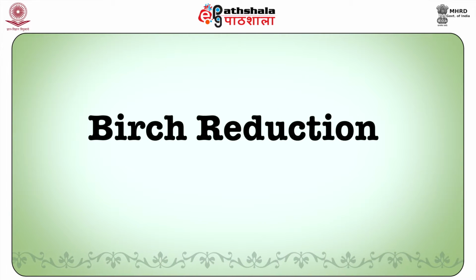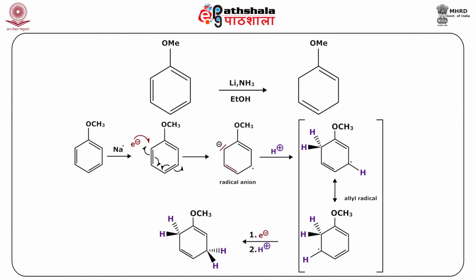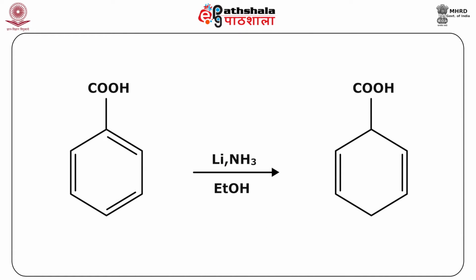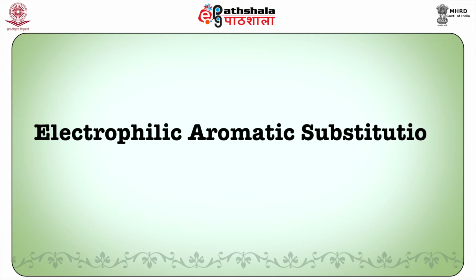Birch reduction. In Birch reduction, the site where the radical anion is protonated initially determines the structure of the product. With an electron donor such as methoxy or alkyl, protonation has been thought by some investigators to be ortho, which is adjacent, or at the 1,2 position to the substituent. Other investigators have thought the protonation is meta, that is the 1,3 position. With electron-withdrawing substituents such as carboxylic acids, the protonation has been thought to come at the site ipso to the substituent or the para, that is the 1,4 position. Electrophilic aromatic substitution.